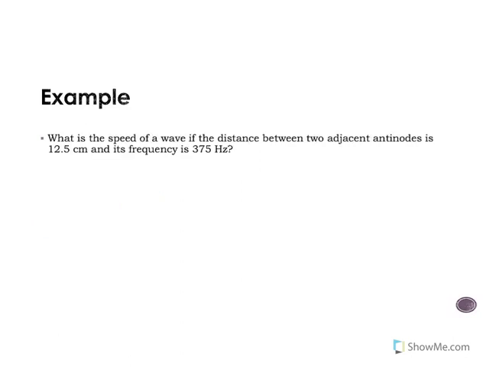In this example, what is the speed of a wave if the distance between 2 adjacent antinodes is 12.5 centimeters and its frequency is 375 hertz? Okay, so we need to find the actual wavelength. So we're just given the distance between 2 adjacent antinodes. So if we look at a standing wave, we have a wave that hits a fixed position and is reflected back.